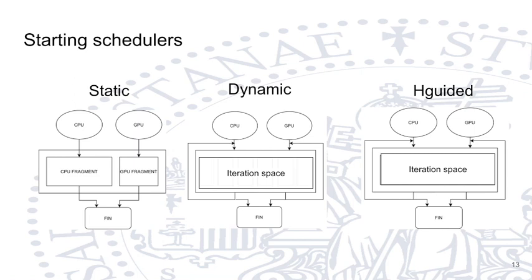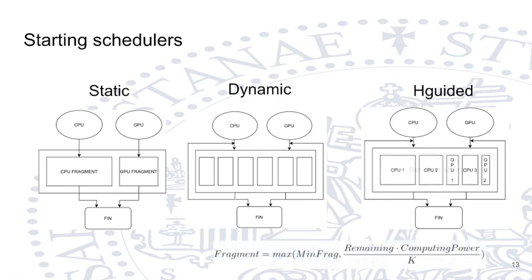The dynamic scheduler divides the iteration space in small chunks, which are dynamically assigned to each device when one of the devices is idle. The last, HGuided, is a bit more complex, starting with a big chunk size according to the computing power, and then reducing the packet size according to an equation with a factor k, trying to make the devices finish at the same time, reducing the unbalancing.